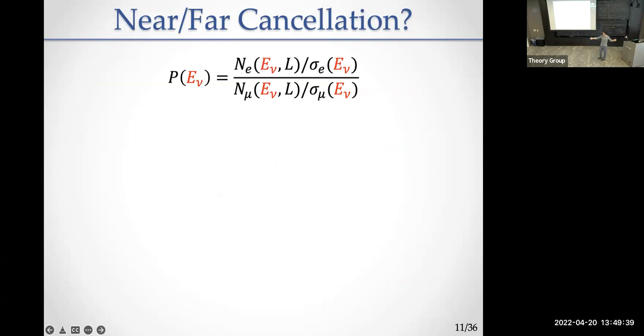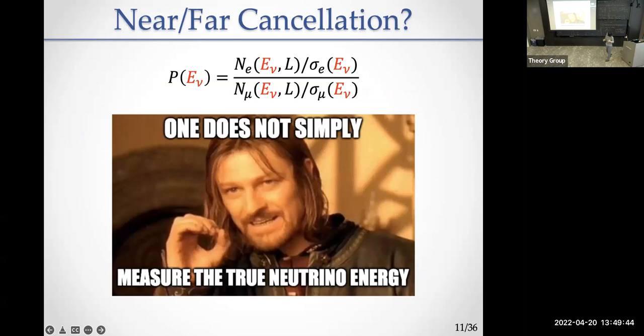And importantly, because neutrinos are neutral, we never see neutrinos directly in experiments. So we always have to guess the energy of neutrinos from whatever charged particles we can actually see. And this is really the crucial point about neutrinos.